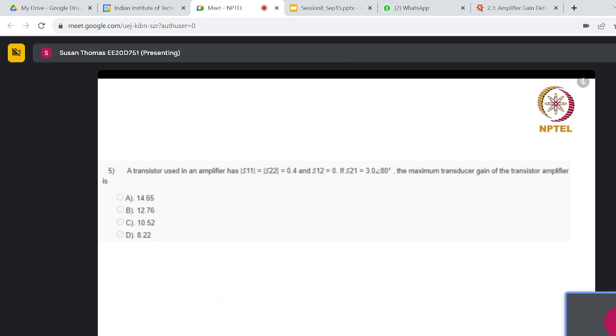The transistor used in an amplifier has mod S11. Yeah, please. Can I ask one question? Actually, it is a very silly question. What exactly do you mean by this transducer gain? How is it actually different from the real gain? Because normally on the basis of the equations, we are deriving that thing. But I would personally like to know what is meant by this transducer gain. Why is it so?